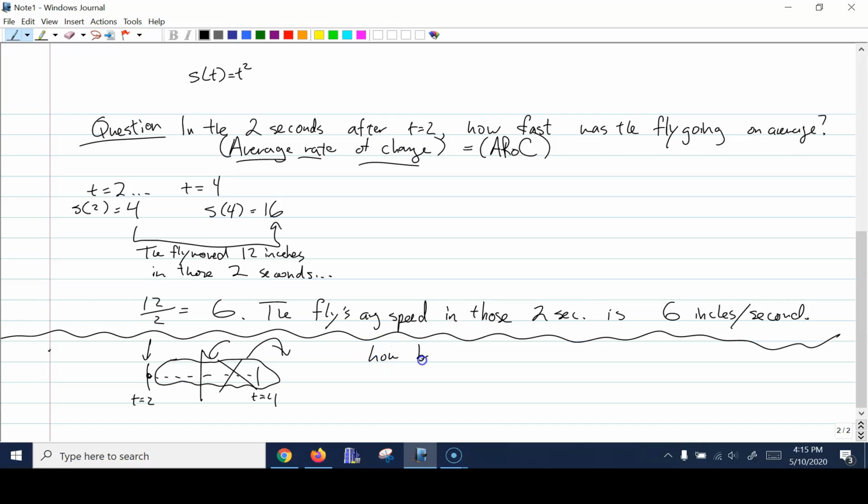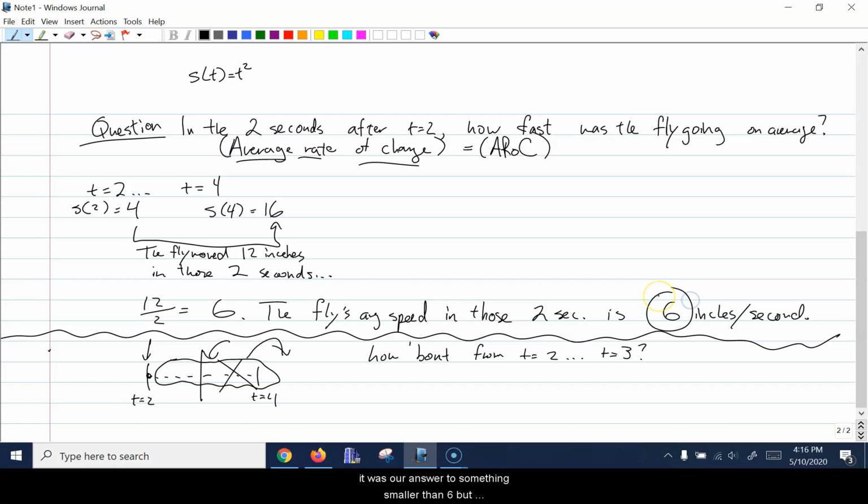How about from t equals 2 to t equals 3? Our first estimate was how fast was the fly going over these 2 seconds when we really only wanted 1 moment. I can cut that down to 1 second. It's still infinity times too big. I want to know what's happening at a moment. A second is infinitely longer than a moment, 1 divided by 0 or something. But it's going to be better than the last answer.